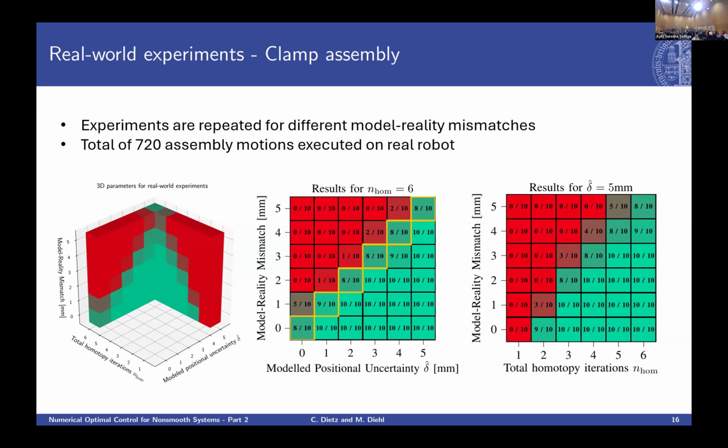And then you can also think about interesting trade-offs. You can say, I model more positional uncertainty but solve my physics less accurately, or vice versa. Or you do both: you solve the physics very accurately, you model a lot of uncertainty, and then you're very robust against model-reality mismatches.